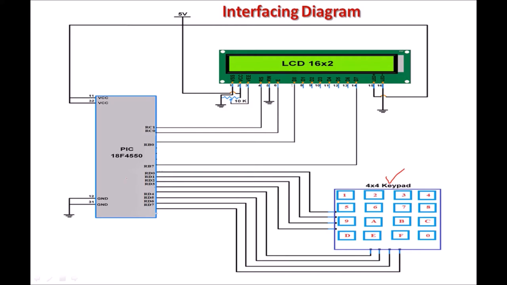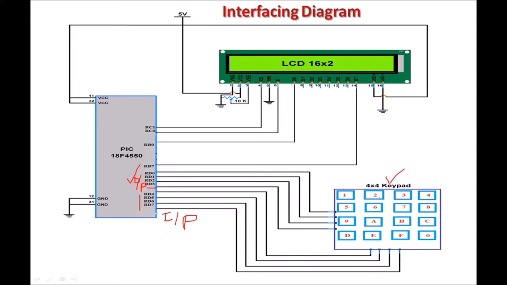We need 4 port terminals, which we are using as rows, that means output. Here RD0, RD1, RD2 and RD3. These four terminals are used as rows, so they will act as output port terminals. The other four terminals of the same port, D port, RD4, RD5, RD6, RD7 are used as columns of keyboard. So these ports are used as input. We are going to read data from the columns. So this is used in this interfacing diagram.